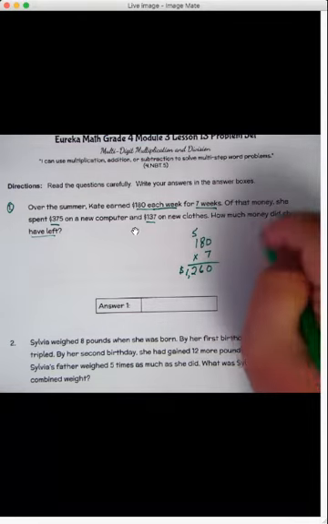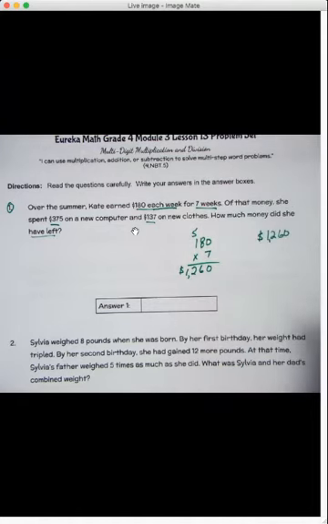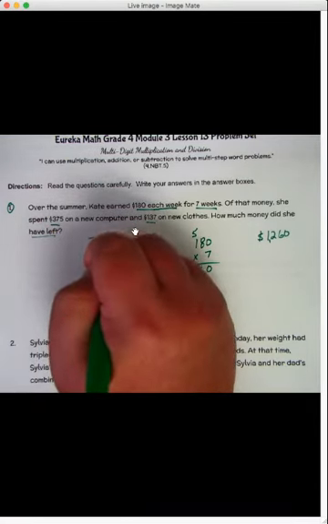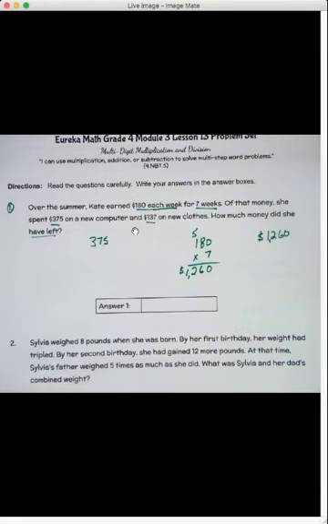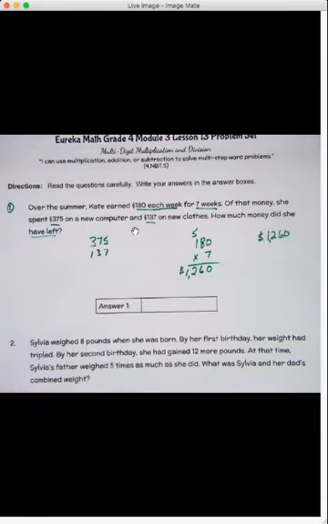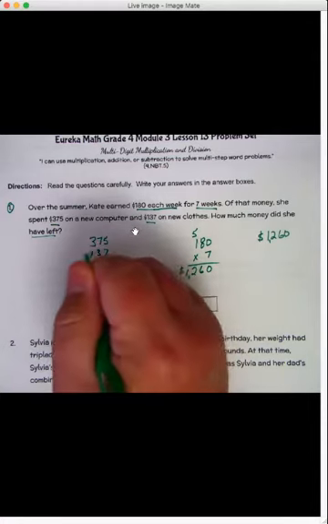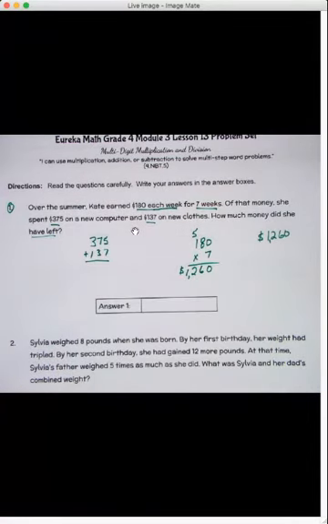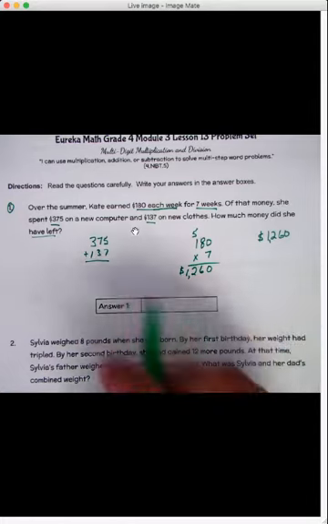So we know that she made $1,260. But we know she spent some money. She spent $375 on a computer, and she spent $137 on clothes. So if we add up how much money she spent on a computer plus how much she spent on her clothes, then we would know how much she spent altogether, right? So let's add these together.